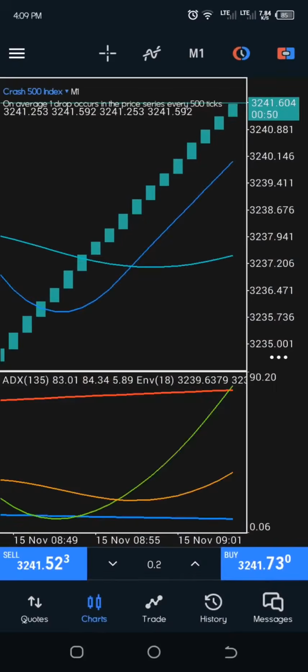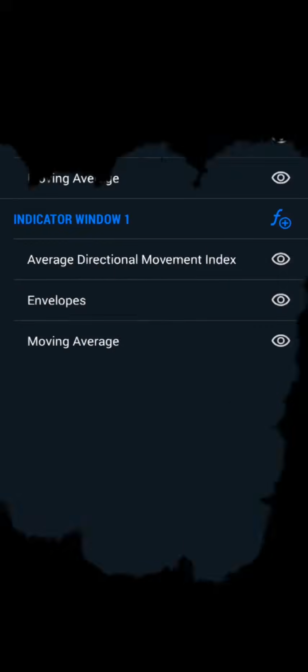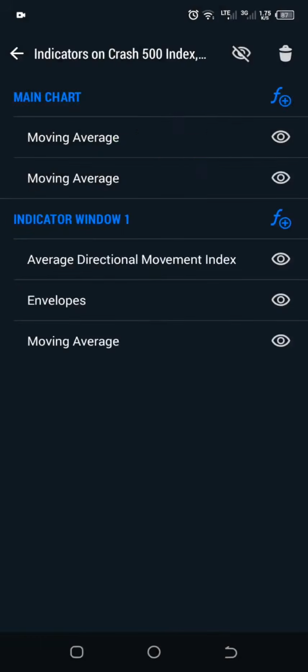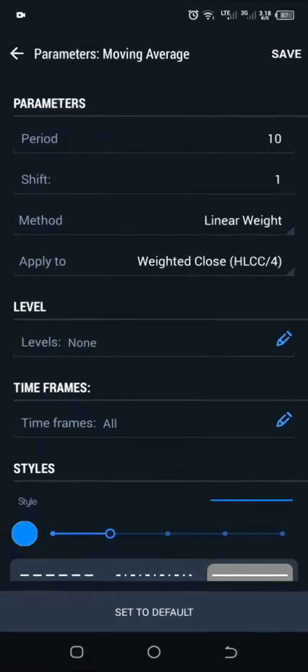Okay, so to set this up, you have to click on this icon you are seeing at the top. When you click on the icon, the first indicator we are going to be adding is the moving average. To set this up, we click on this main chart F plus, search for moving average, and this is the moving average properties. The period is 10, shift is 1, method is linear weighted, apply to weighted close, the style, use any color of your choice, and click on save.